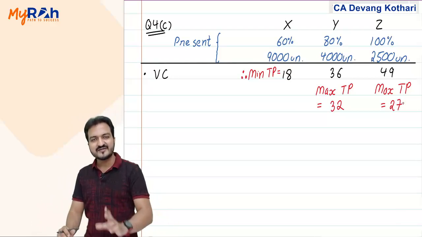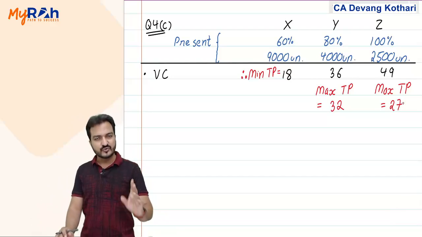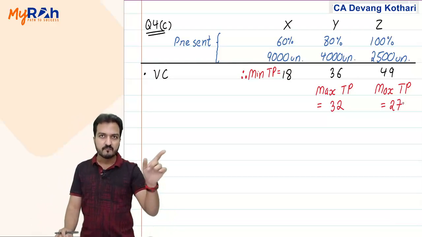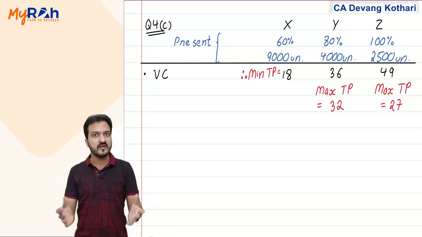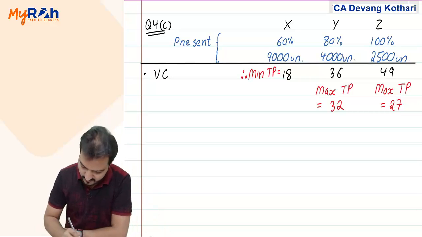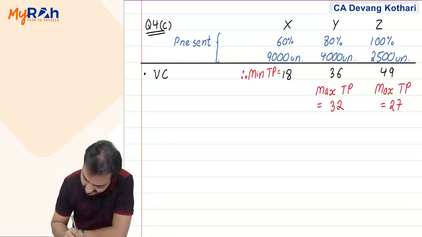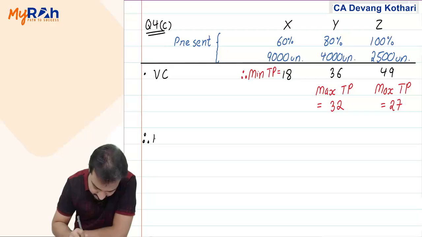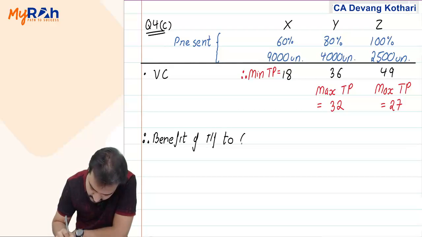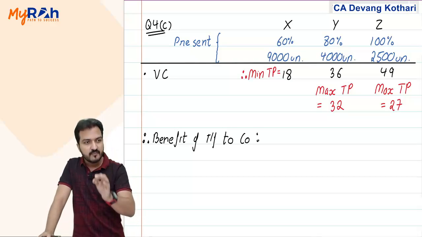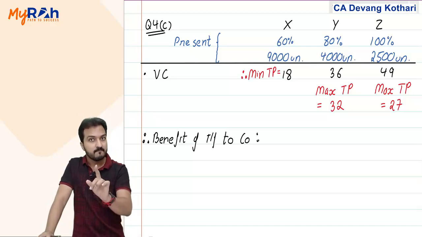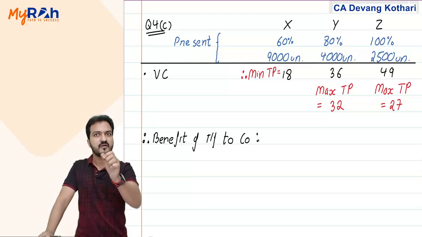Now forget what TP is finally decided. Finally decided was 27. Agreed. Leave it aside. Based on minimum TP and maximum TP, can I at least say that yes, transfer should be done? Also, based on minimum TP and maximum TP, I can say the benefit of transfer to the company as a whole. Remember, we have discussed this in our class: the benefit of transfer is the difference of maximum TP and minimum TP.